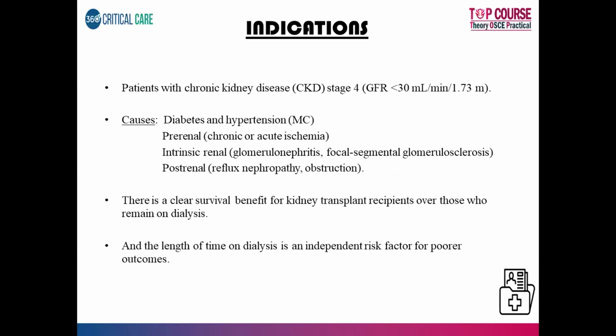So what are the indications? The most common indication is chronic kidney disease with stage 4, where the GFR is less than 30 ml per minute. Common causes for this chronic kidney disease are diabetes and hypertension, the most common causes, or it could be pre-renal, renal, or post-renal causes. The pre-renal causes are chronic or acute ischemia. The intrinsic renal causes could be glomerulonephritis or focal segmental glomerulosclerosis. And the post-renal causes, the most common is obstructive uropathy or reflux nephropathy.